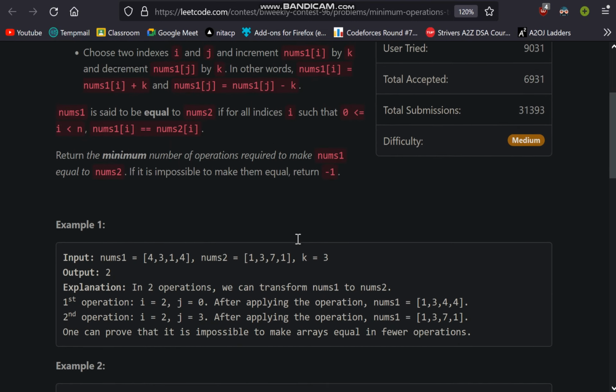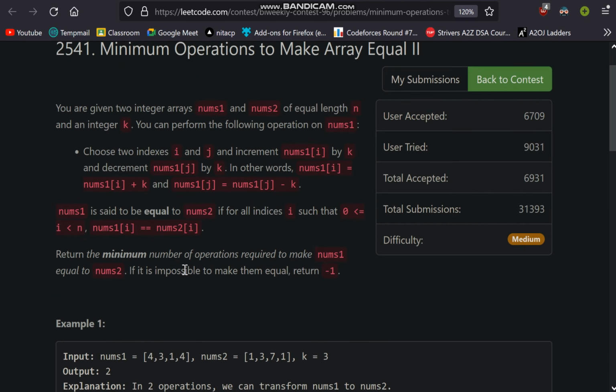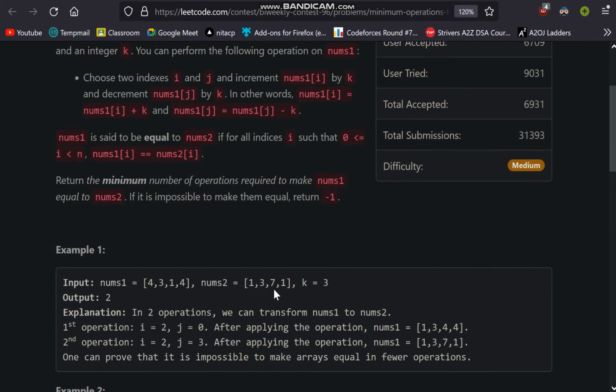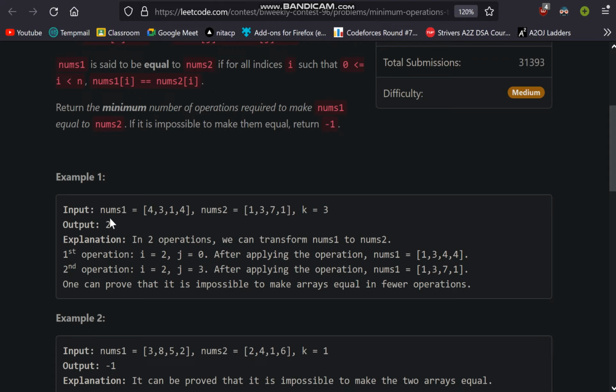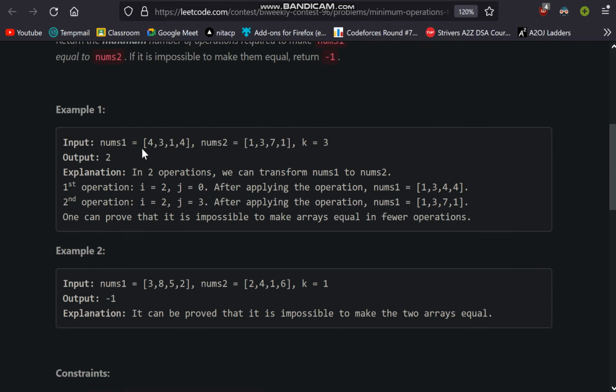If it is possible to make them equal, we have to return the minimum number of operations, and if it is not possible, then we have to return -1. See example number 1. nums1 is equal to [4, 3, 1, 4] and nums2 is [1, 3, 7, 1], and k is 3, which means we can add 3 to any index, or we can subtract 3 from the number at any index.